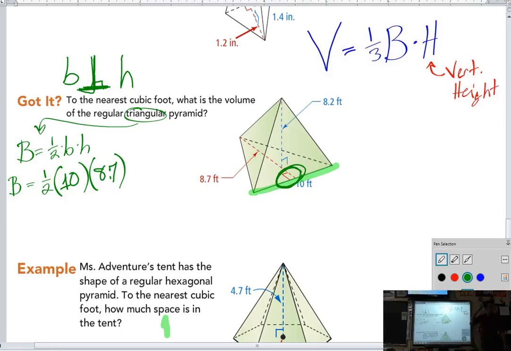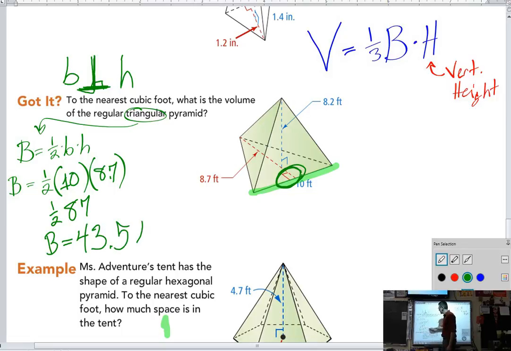So, make your life easy. Don't do half of 10. I know that's easy. But 10 times anything is super easy. 10 times 8.7 just moves the decimal and becomes 87. Then to do half of 87, do half of 80. 40. Half of 7, 3.5. So big B comes out to be 43.5.